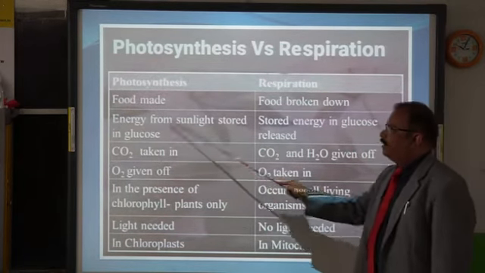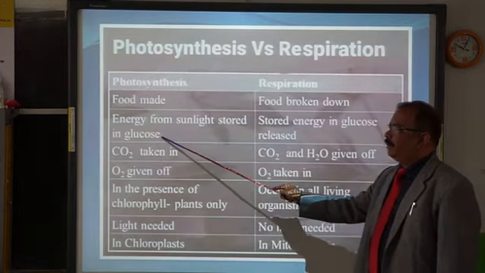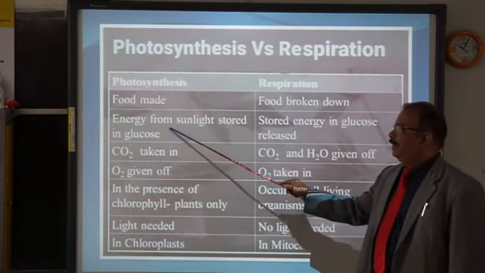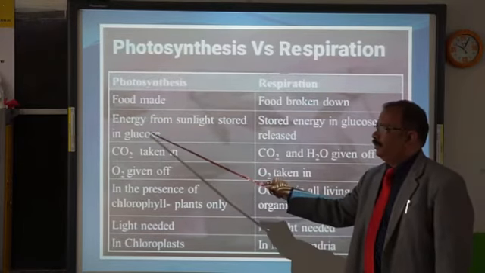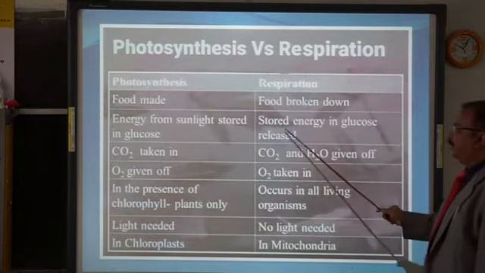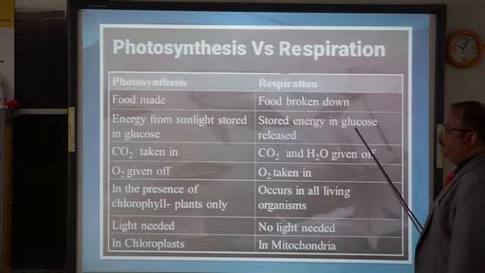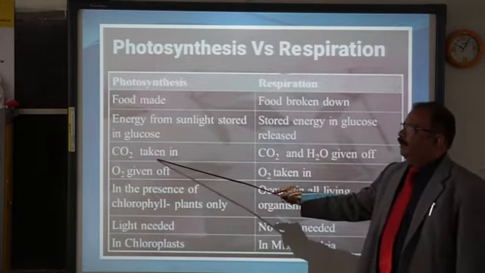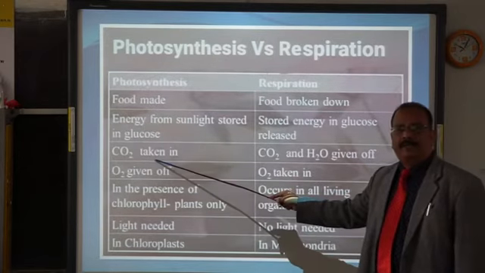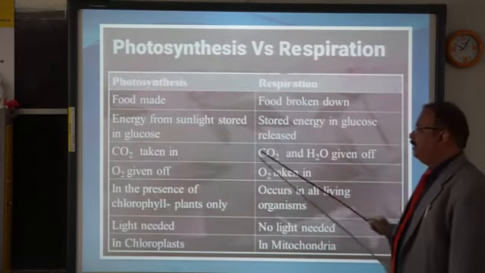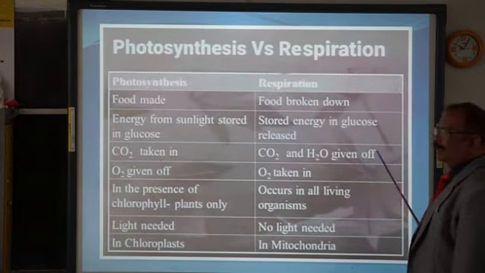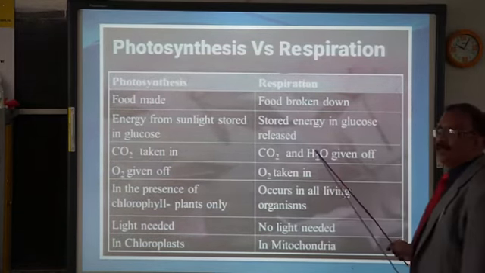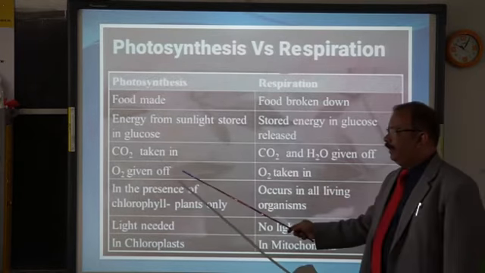Next one. Energy from sunlight is stored in the glucose. So solar energy is trapped in the leaves and they produce glucose, so energy is there in the glucose. In respiration, the stored energy in the glucose is released. One more difference: in photosynthesis, carbon dioxide is taken in, but in respiration, carbon dioxide and water are given out.